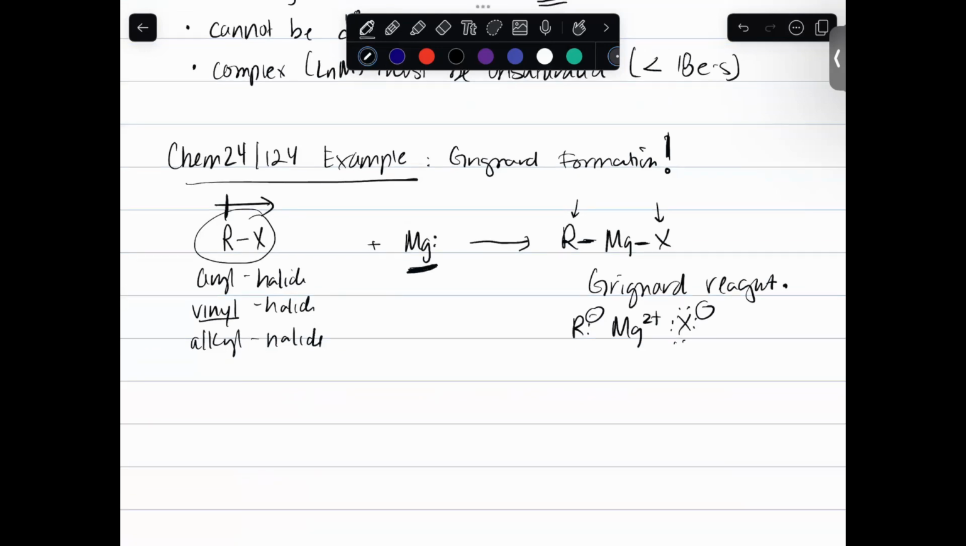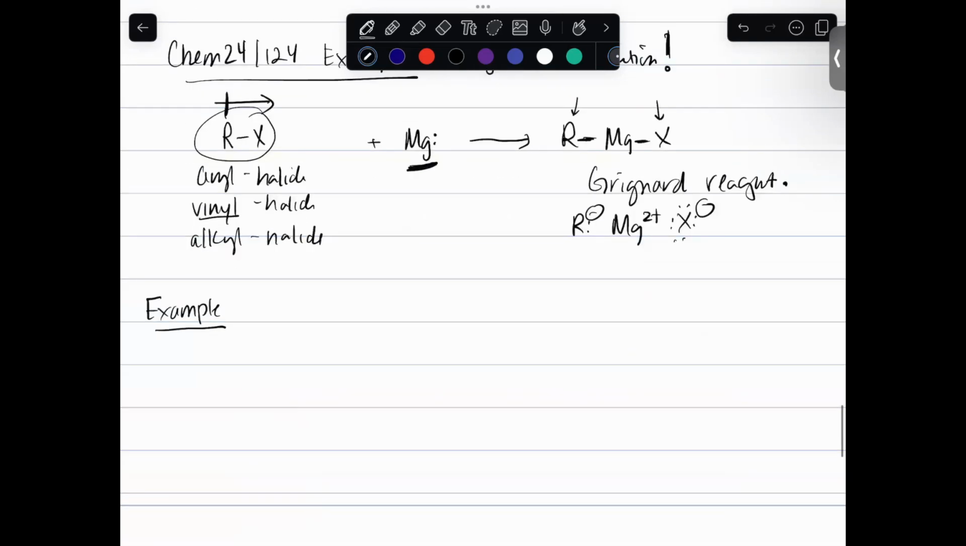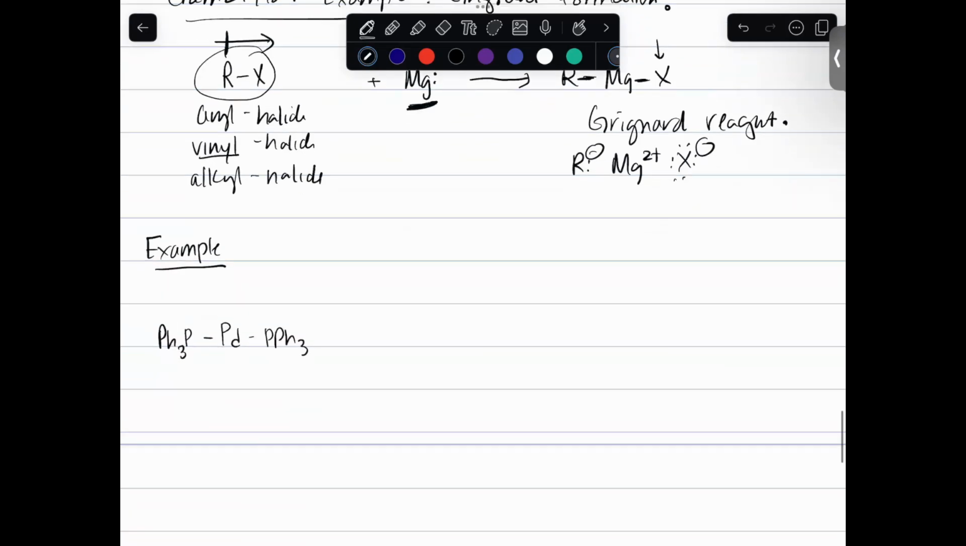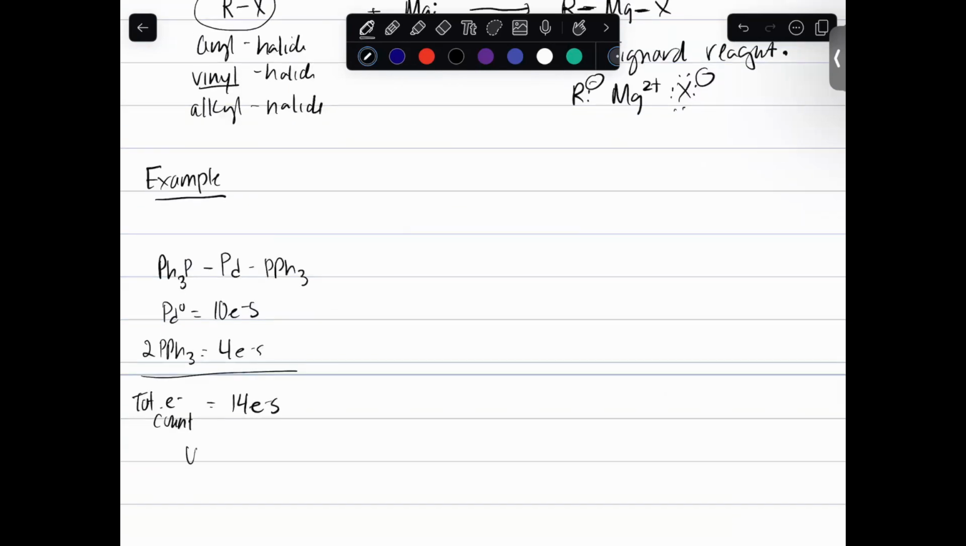So, for example, we've got the following palladium complex. This is palladium 0, so there are 10 electrons. There are 2 triphenylphosphines for a total of 4 electrons. So this complex has a total electron count of 14 electrons, which means that it is unsaturated.